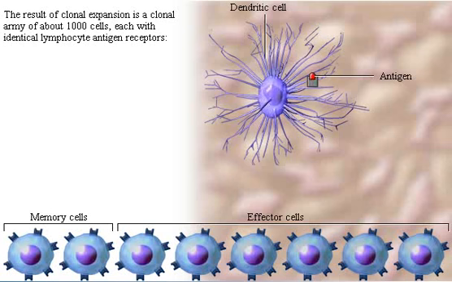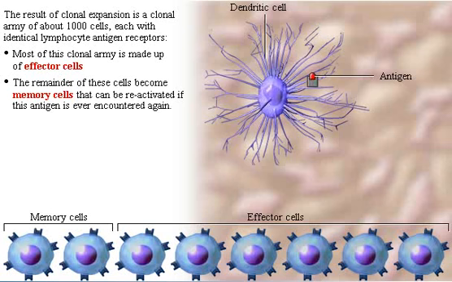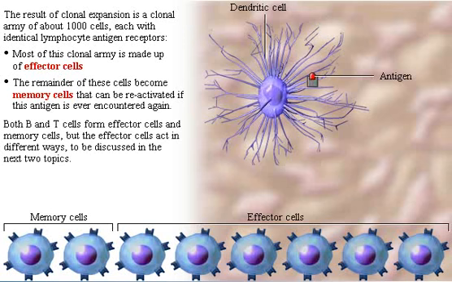The repeated cell division that follows the encounter with antigen is clonal expansion. The result is a clonal army of about 1,000 cells, each with identical lymphocyte antigen receptors. Most of this clonal army is made up of effector cells that go off to battle against the invader. The remainder of these cells become memory cells that continue to circulate and can be reactivated if this antigen is ever encountered again. Both B and T cells form effector cells and memory cells, but the effector cells act in different ways. The specific actions of the effector cells produced by B and T cells will be discussed in the next two topics.